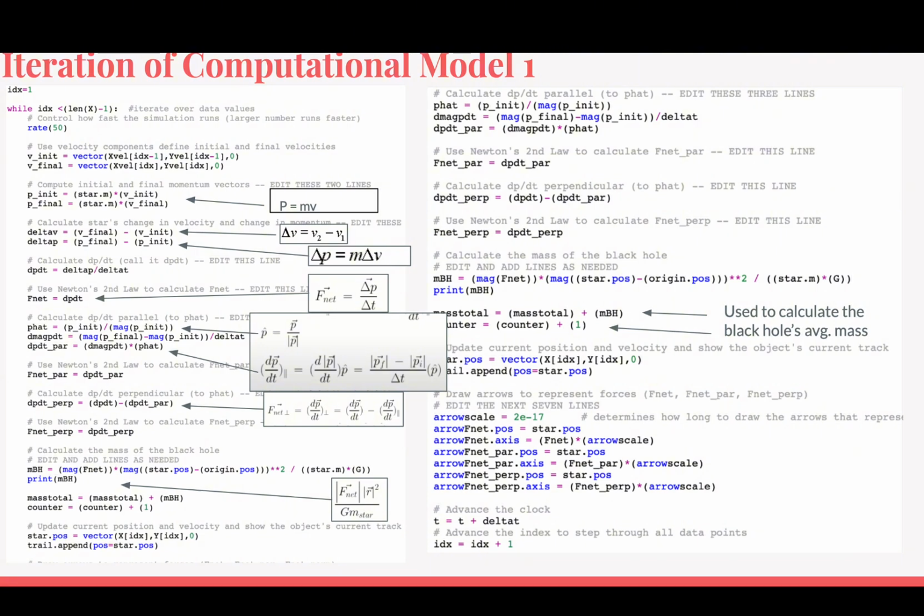In each iteration, the mass of the black hole was calculated using a rearranged formula of the universal law of gravitation. I then added a variable called mass total, which increases by the mass of the black hole for each iteration. I also added a variable called counter, which increased by 1 for each iteration. At the end of the while loop, I divided the mass total by the counter in order to get an average for the mass of the black hole.